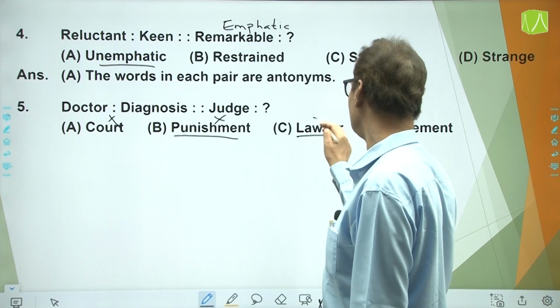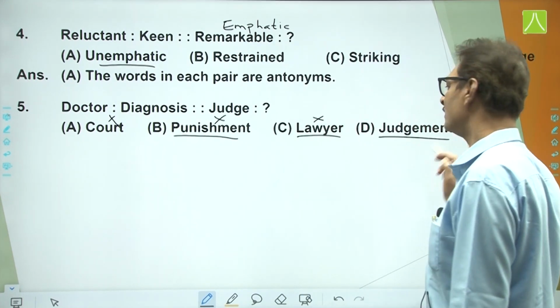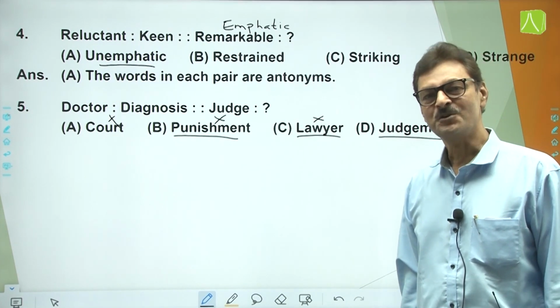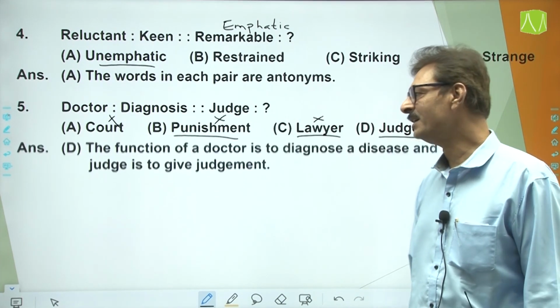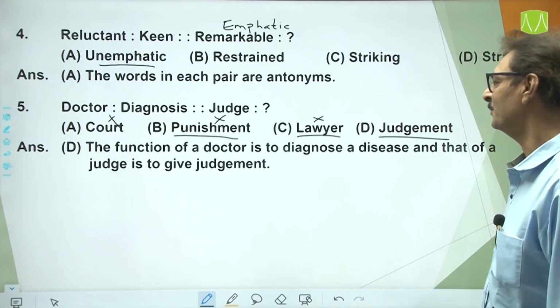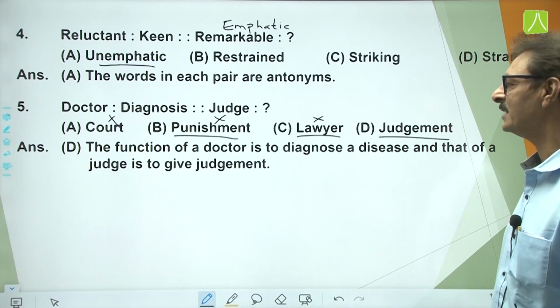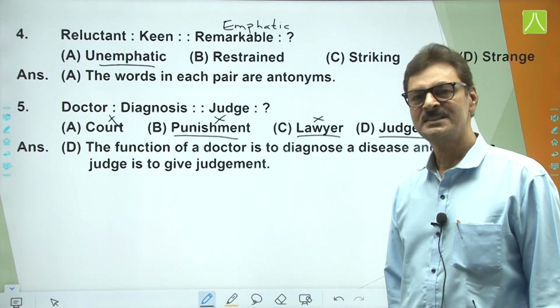It's not that he only gives punishment. Has judge anything to do with lawyer? No. What is the work of the judge? The work of the judge is to give the judgment. So option D is the correct one from the choices given to you. The function of a doctor is to diagnose a disease and that of a judge is to give judgment.